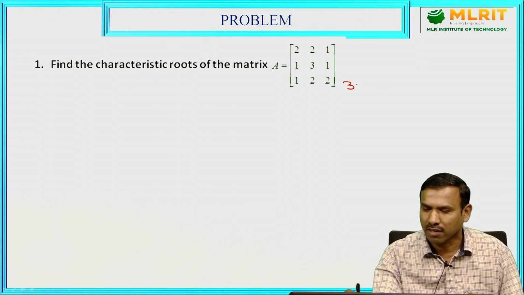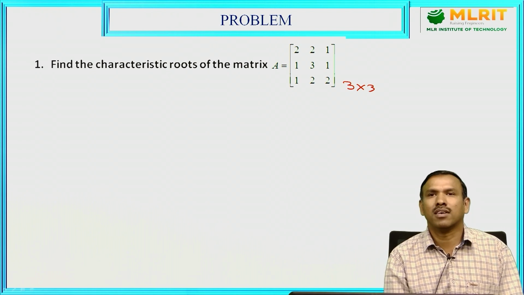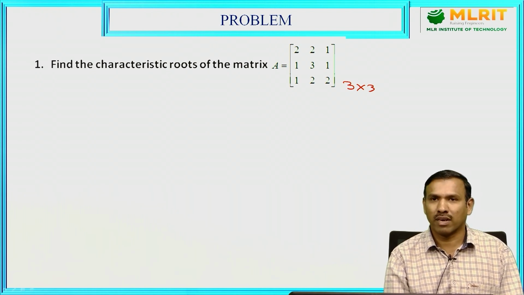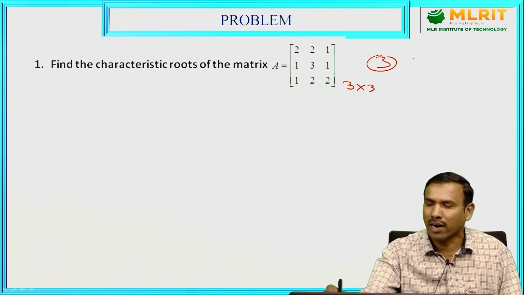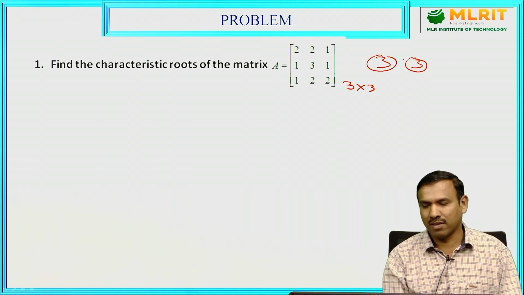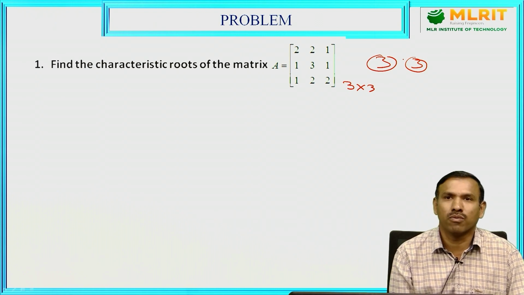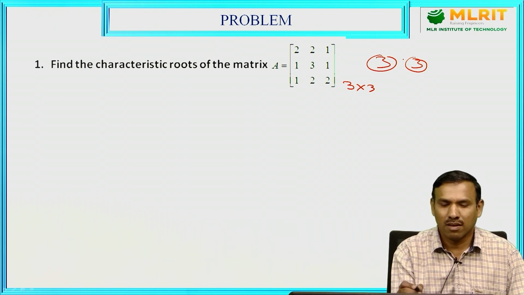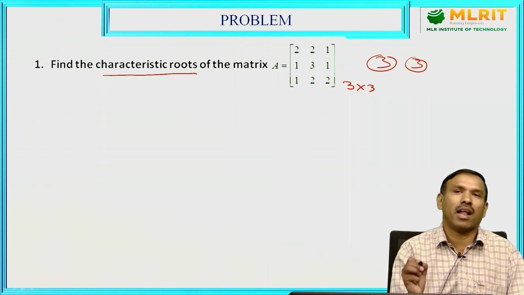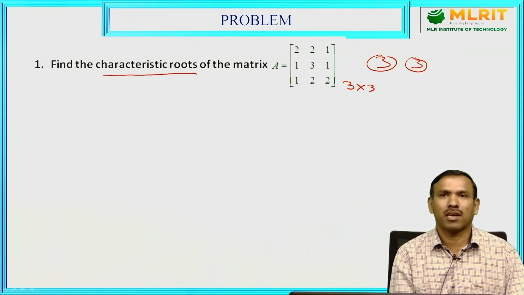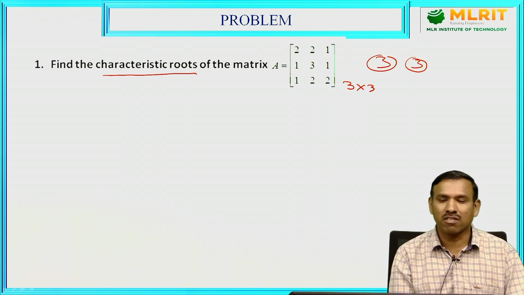It is a 3 by 3 matrix, right? Since it is a 3 by 3 matrix, how many eigenvalues will exist? For an n cross n matrix, n eigenvalues. For a 3 cross 3 matrix we get 3 eigenvalues, and corresponding to each eigenvalue we should find an eigenvector, which we are going to find today. We can call the eigenvalues also characteristic roots, latent roots, or eigenvalues. Anything is the same. Sometimes in the examination they may ask to find the latent roots of the matrix, or eigenvalues of the matrix, or characteristic roots of the matrix.